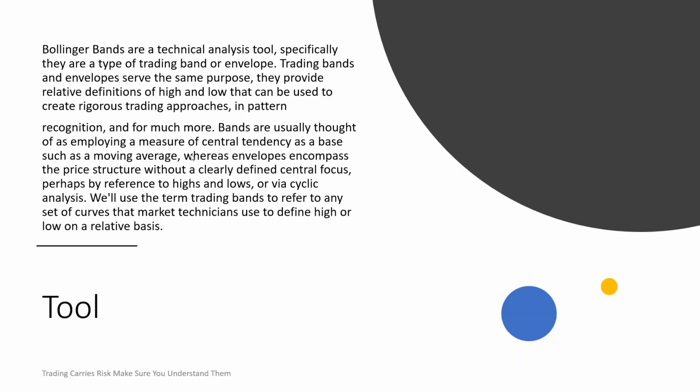Okay, I don't have the little right video up for you, so I'll explain it to you. So Bollinger Bands are a technical analysis tool. Specifically, they are a type of trading band or envelope. The trading bands and envelopes serve the same purpose. They provide relative definitions of high and low that can be used to create rigorous trading approaches and pattern recognition.